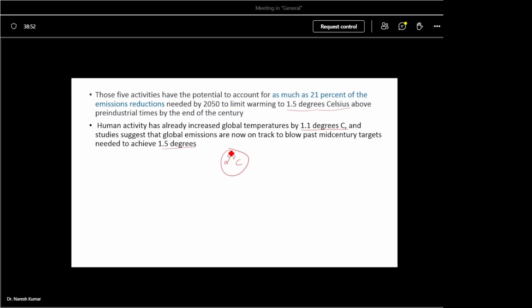But what we are able to see is that the efforts being taken are many times not enough to achieve these set goals, which would not allow the temperature to go beyond 2 degrees Celsius or 1.5 degrees Celsius.